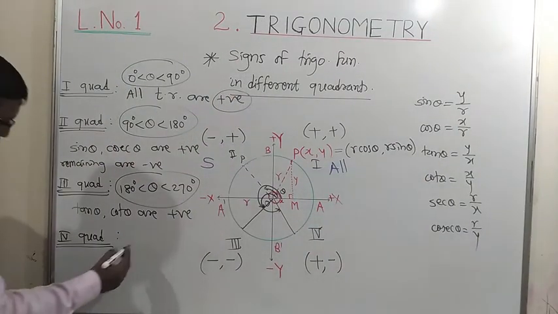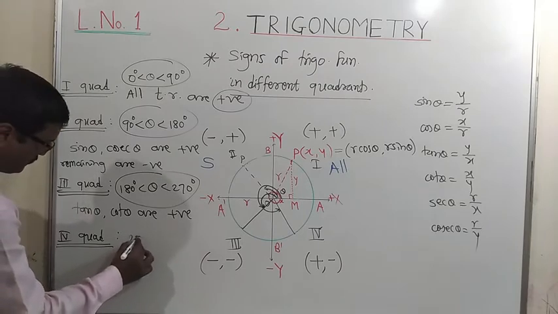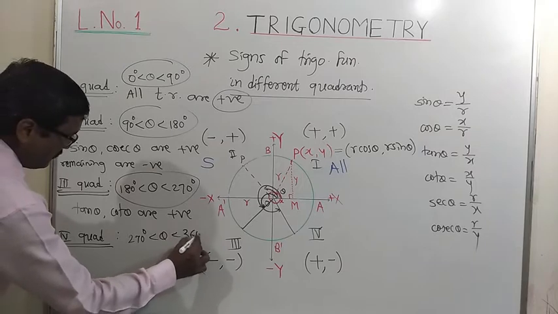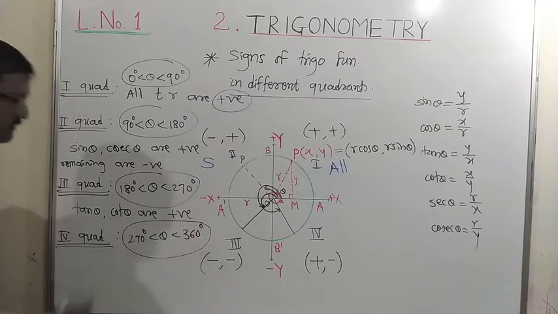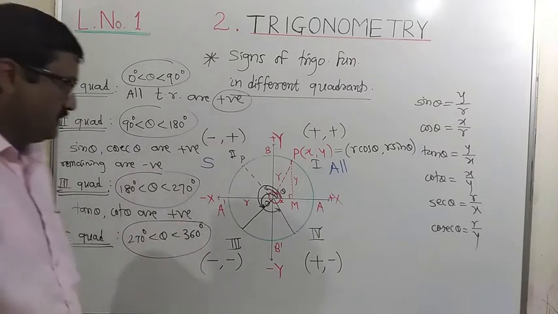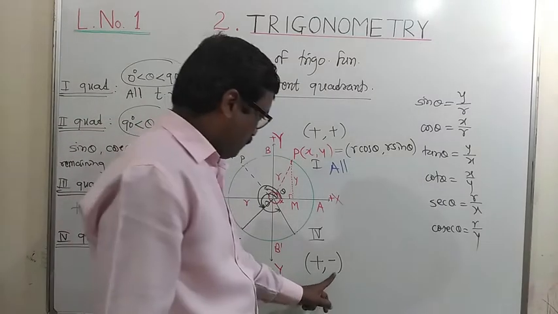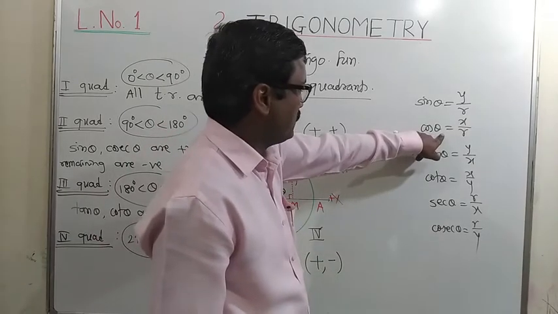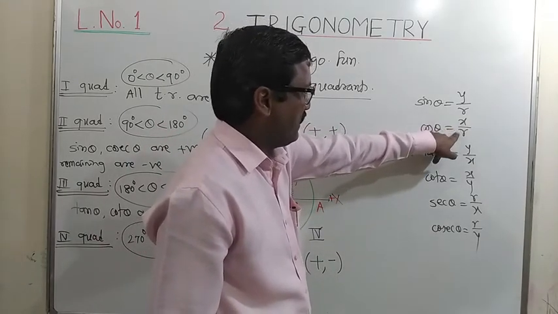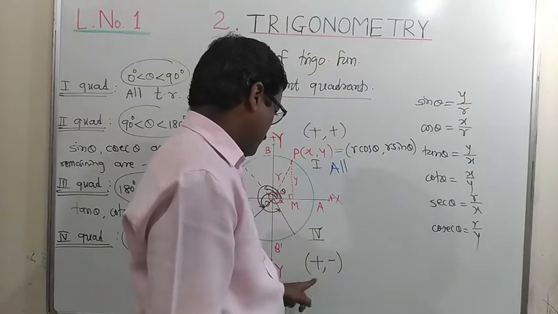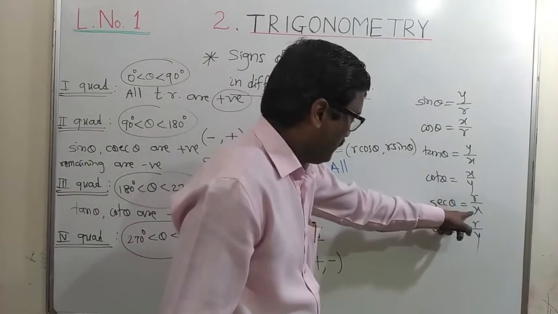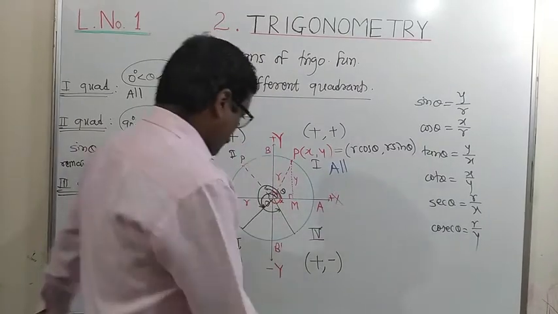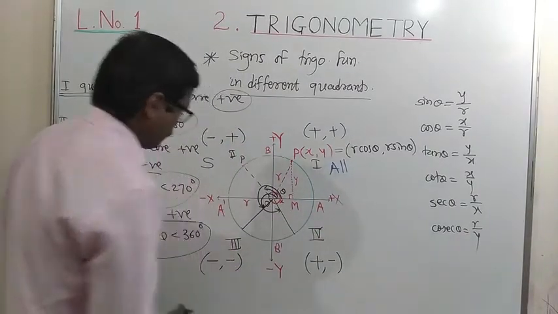Let us move towards the last quadrant, that is, theta greater than 270 and less than 360 degrees. This is the fourth quadrant. In this fourth quadrant, x is positive and y is negative. Where is x? X is in cos theta, x upon r. R is positive and x is positive. Here r and x give sec. So cos and sec, these ratios are positive here.